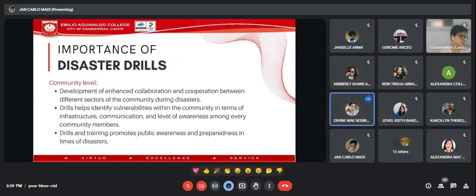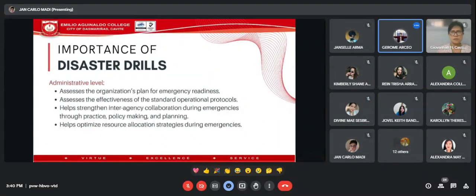disaster. So sa drills kasi, nag-a-act na rin siya as training exercise para sa mga community and residents nito, which ito yung nakakapag-contribute doon sa pagkakaroon ng public awareness, kasi through this, na-educate na rin yung community members about doon sa mga potential risks and kung ano ba yung kahalagahan ng pagiging prepared during emergency. Next po.